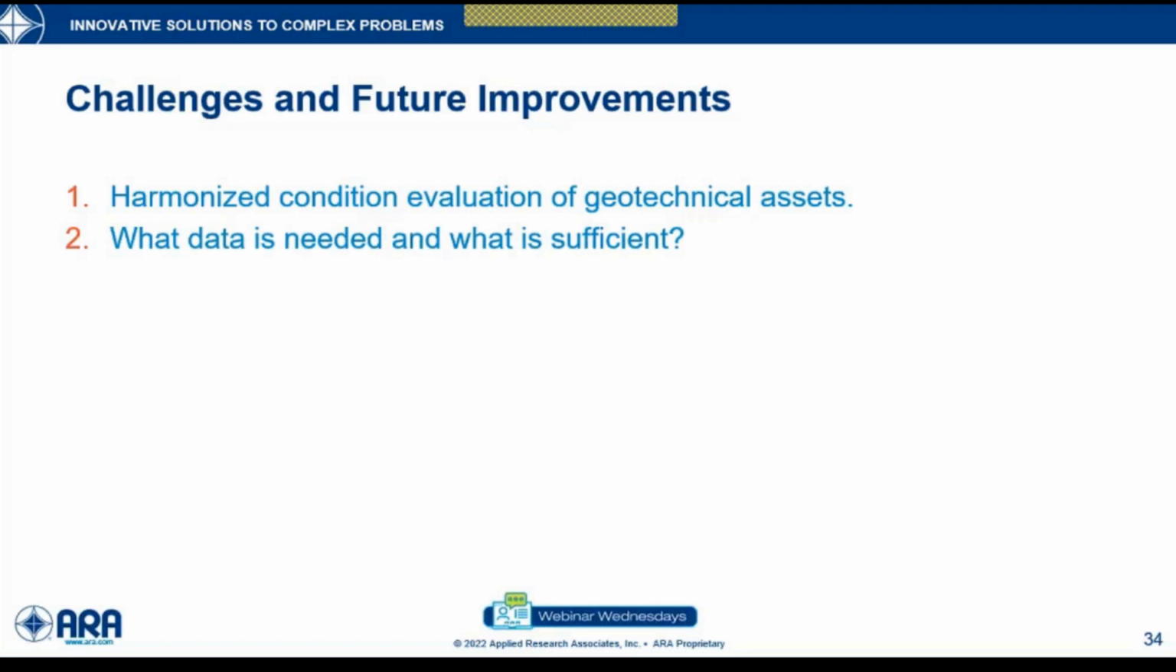The second aspect is, again, going back to what data is needed and what is sufficient. At this point, the data collection is a little bit extensive, and we have point clouds sometimes with millions of data points. Do we really need all of that? Or do you need a single point to represent deformation?